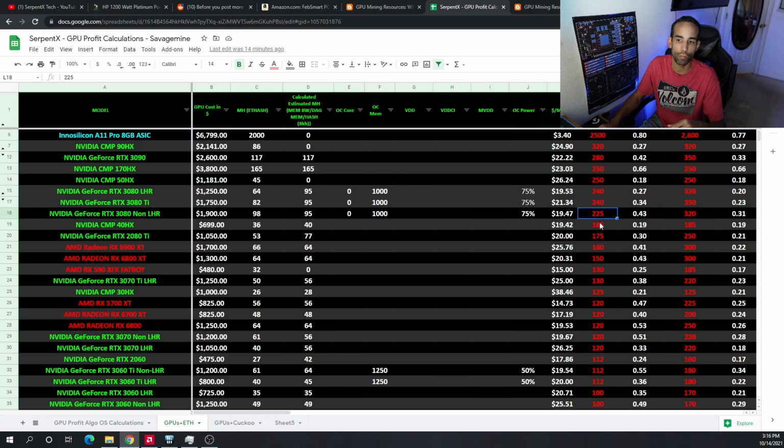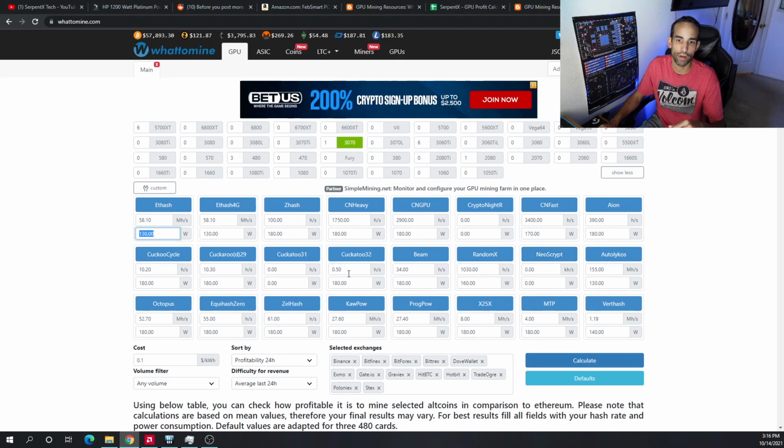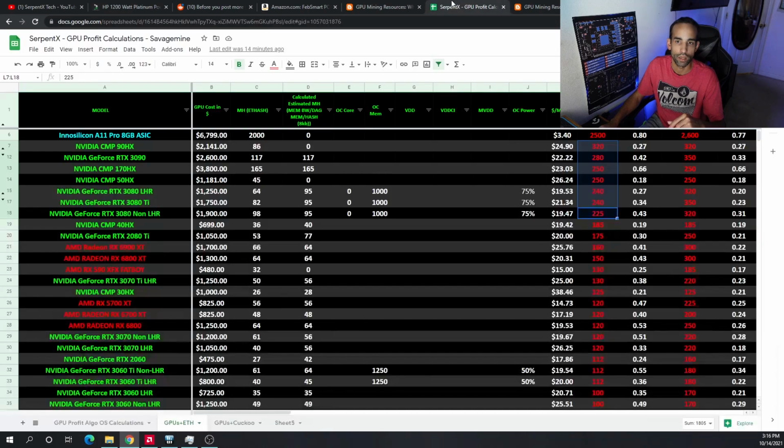The reason these numbers are important is that that's the stock TDP, or stock power draw, of these cards, not the mining power draw. Yes, you can go to whattomine.com and see that this 3070 only draws 120 watts, but the stock TDP is different.